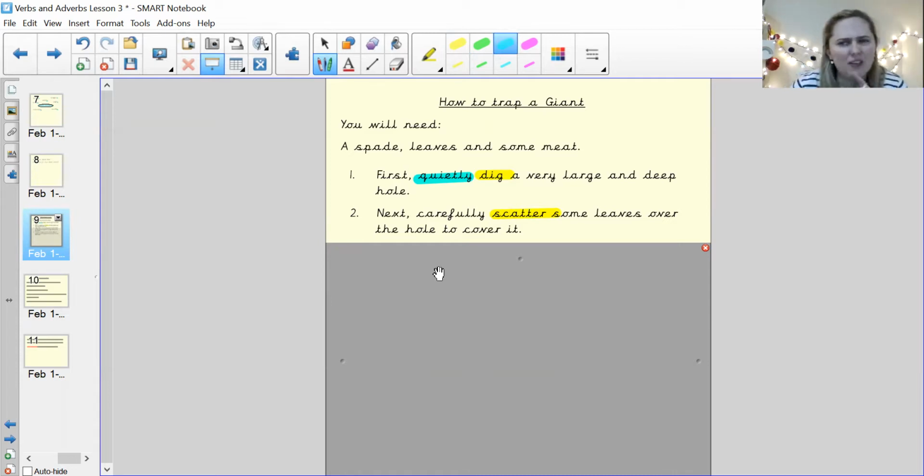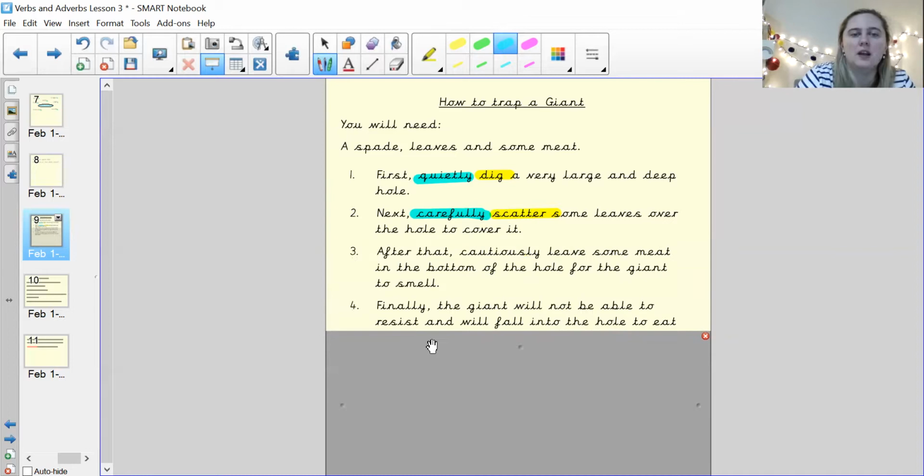Now, if scatter is our verb, then which word is our adverb? Tricky. Carefully scatter some leaves over the hole to cover it. Oh, it's carefully because look, it's got ly on the end and it's telling us how to scatter those leaves. Two clues there. Carefully tells us how to scatter the leaves. Okay.